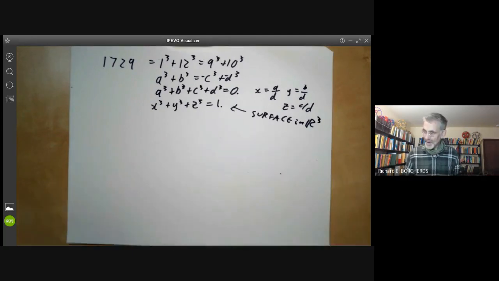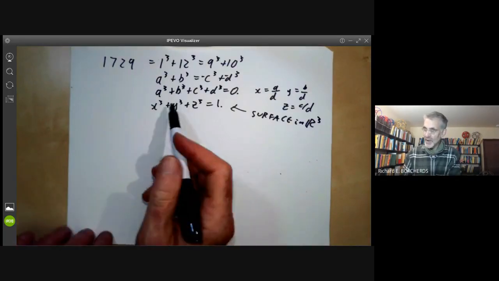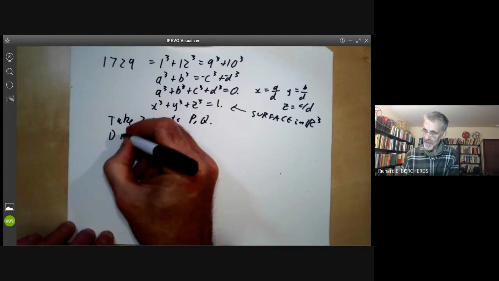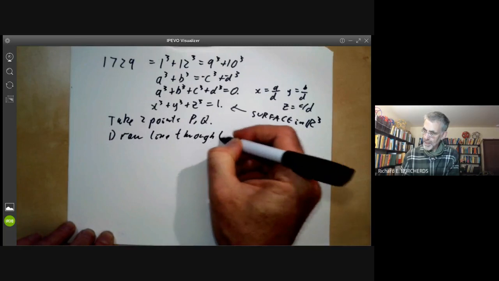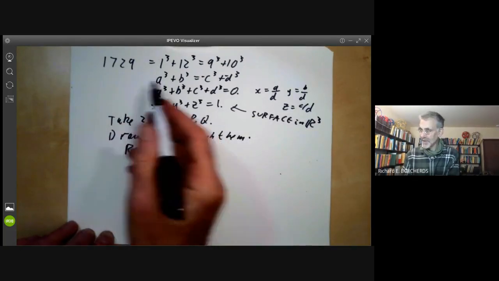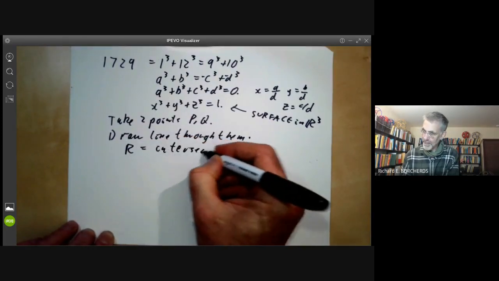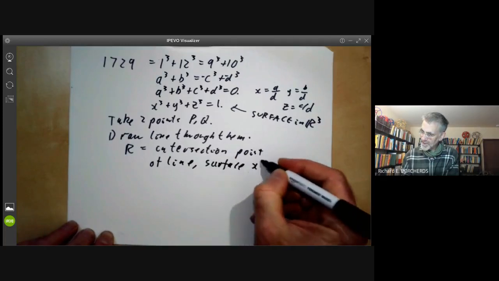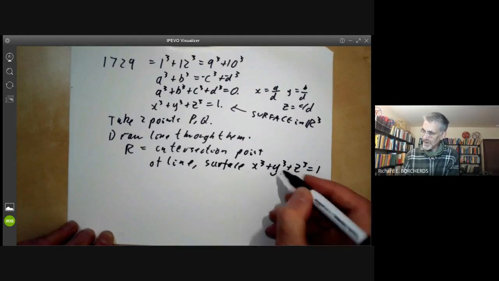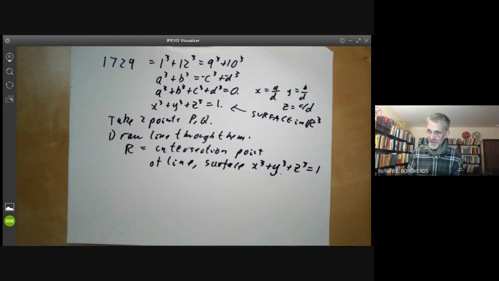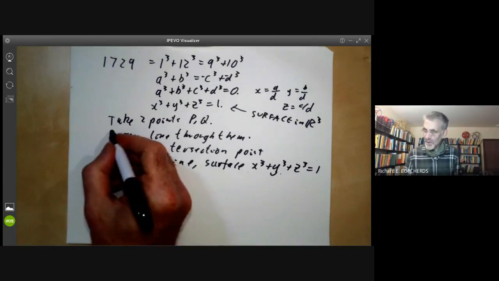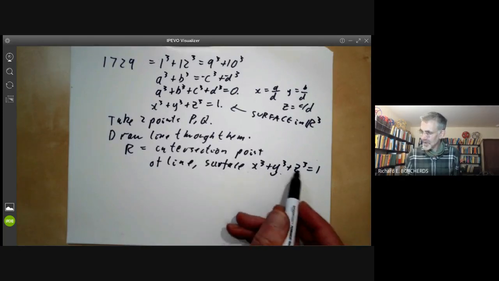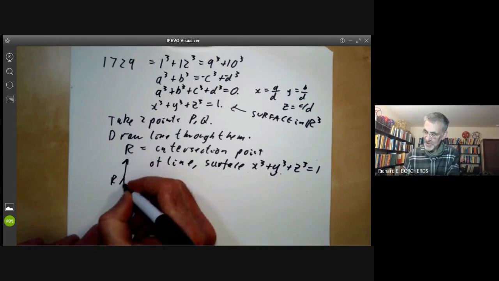And now we can do a similar trick that we did with cubic curves. Let's take two points, P and Q, and draw a line through them. And this line will usually intersect this cubic surface in another point. So R is the intersection point of this line and the surface x cubed plus y cubed plus z cubed equals 1, assuming the line intersects it. Occasionally the line would just be asymptotic to it, but we will ignore that problem. And now, just as before, if P and Q have rational coordinates, then the equation of this line will have rational coordinates, so the third intersection point with this surface will also have rational coordinates. So this will be a rational point.